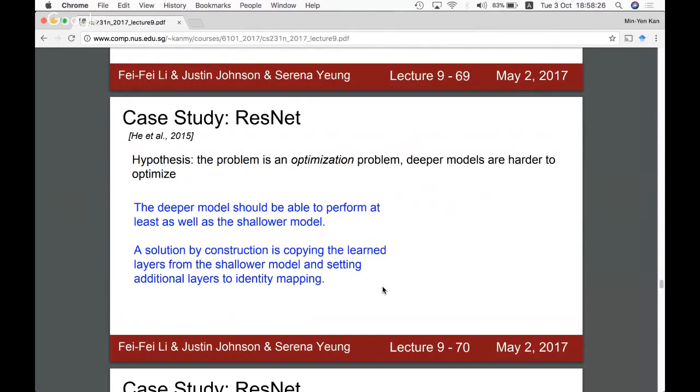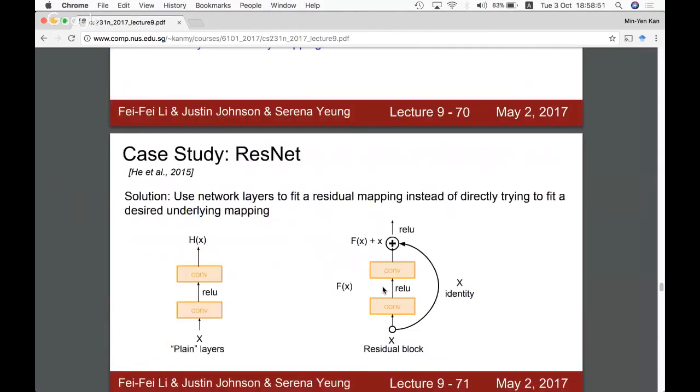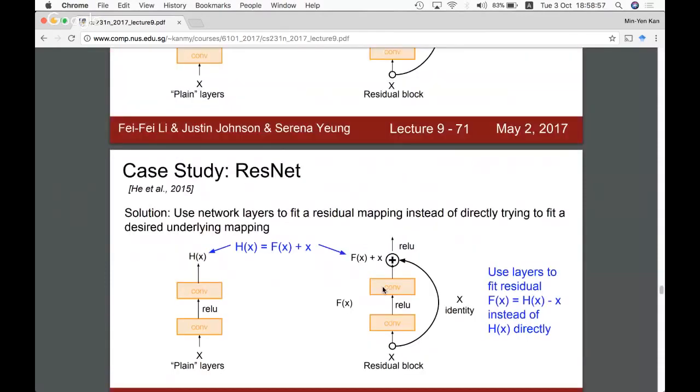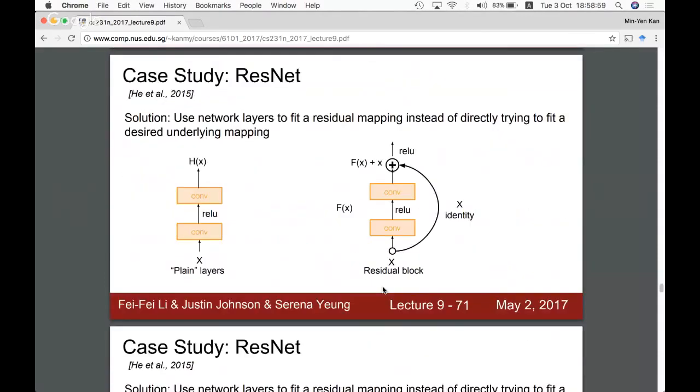To do this, they copy the learned layers from the shallower model, and then they put additional layers on top, so that by copying the learned layers the deeper model can at least perform the same. This is how they do it with the architecture. What happens is they use a residual mapping instead of trying to fit the underlying mapping. It is a little bit complex.